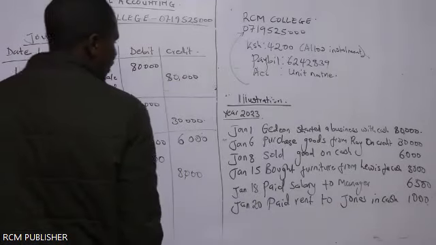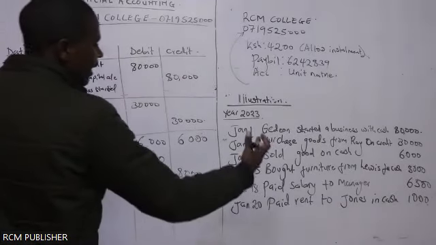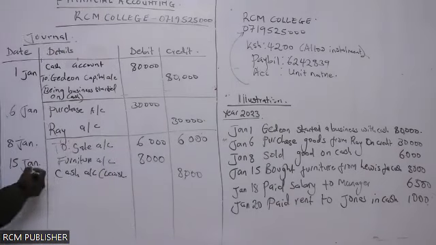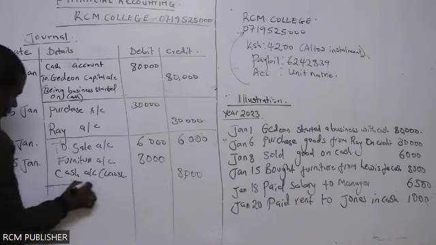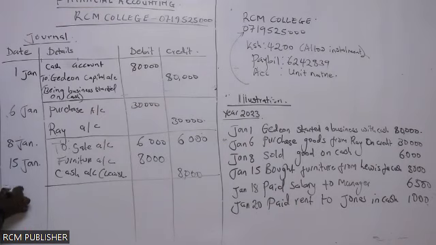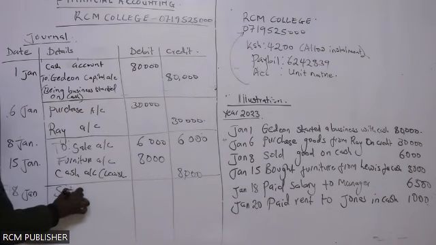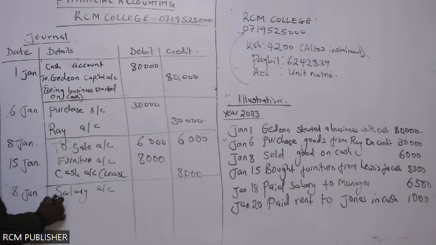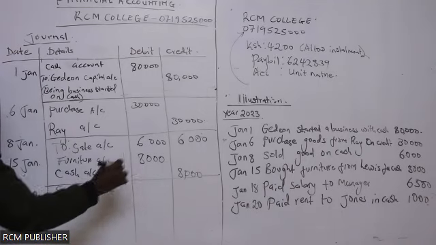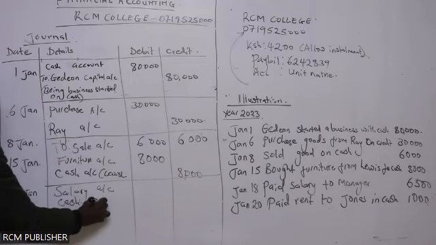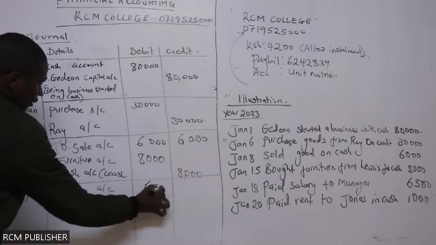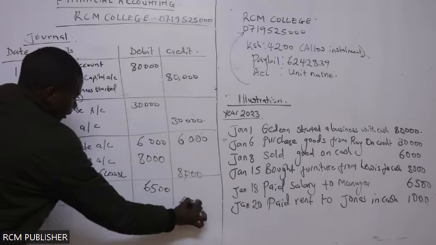Then Jan 18, we paid salary to manager. Still, our money is going out. We are paying salary. So you can just put a line here. On 18th of January, we are paying salary. So we shall be having the salary account, we are debiting that. And then we shall be having the other account, which is cash account, since we paid with cash. And then you say this will be 6,500 and this is 6,500.